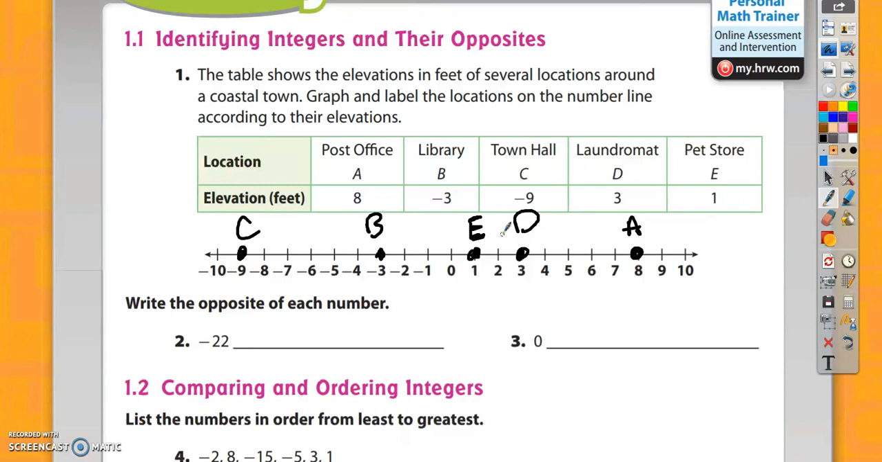For numbers 2 and 3, we were to write the opposite of each number. The opposite of -22 is the number that is the same distance from 0 as -22, and that's +22. And number 3, we've gone over this quite a few times. The opposite of 0 is itself. The answer is 0. Okay, moving on.